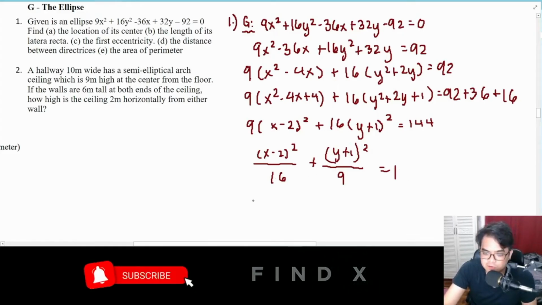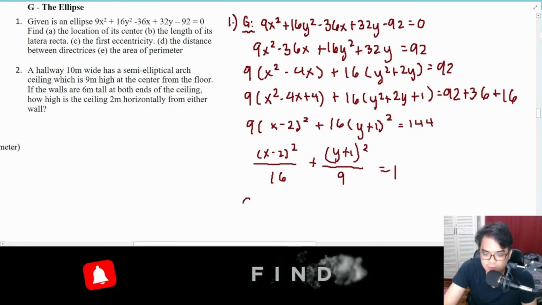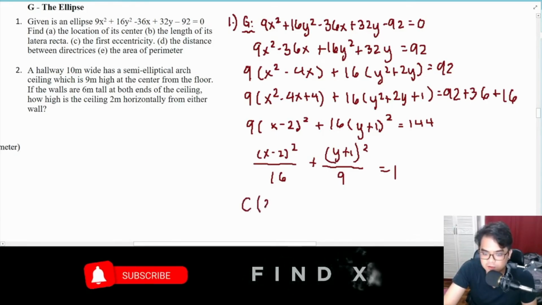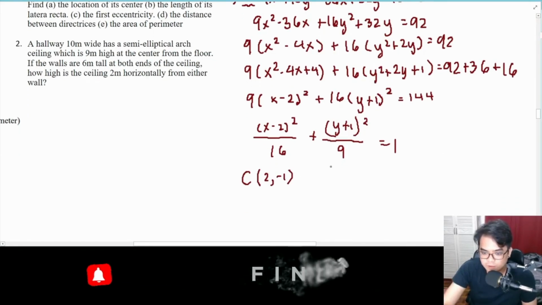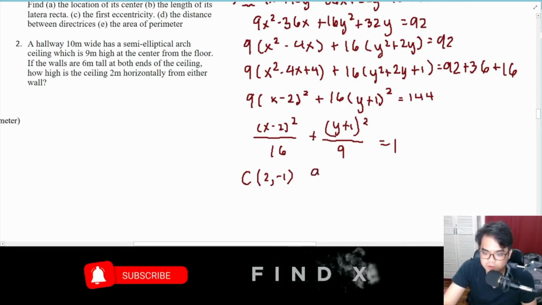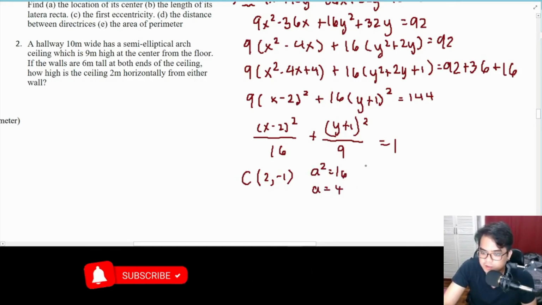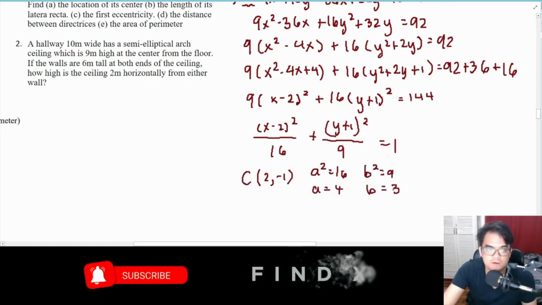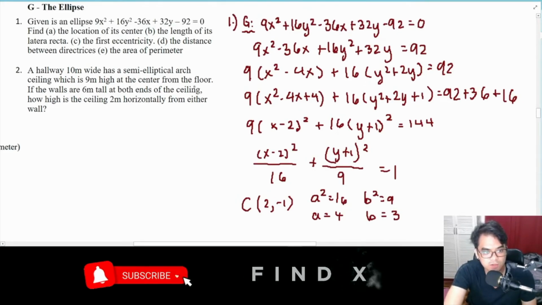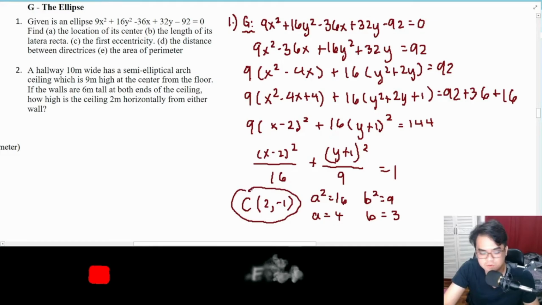Therefore, by comparison with the standard equation, you can have here that the center is at 2 and negative 1, right? And then this 16 will be your a squared. A squared is equal to 16. Therefore, a is equal to 4. And then b squared is equal to 9, and then b will be equal to 3. Let's see what we are asked to find. Location of the center, we already found the center.